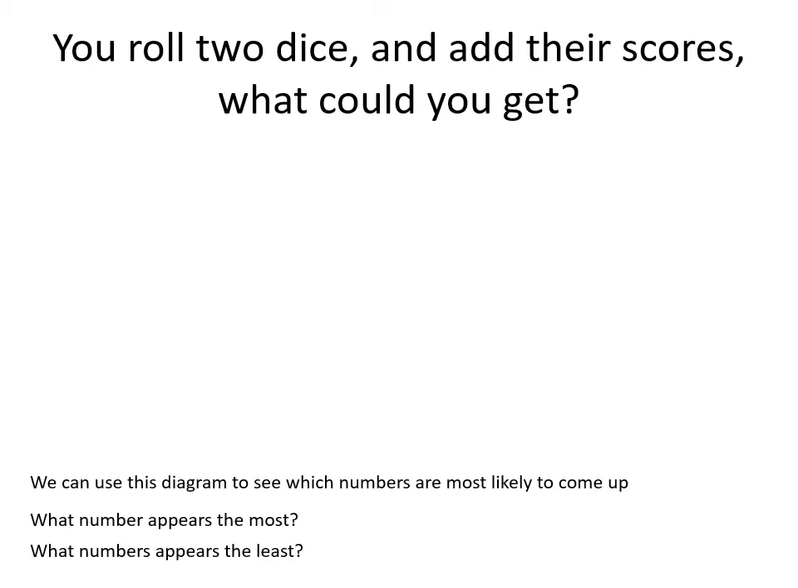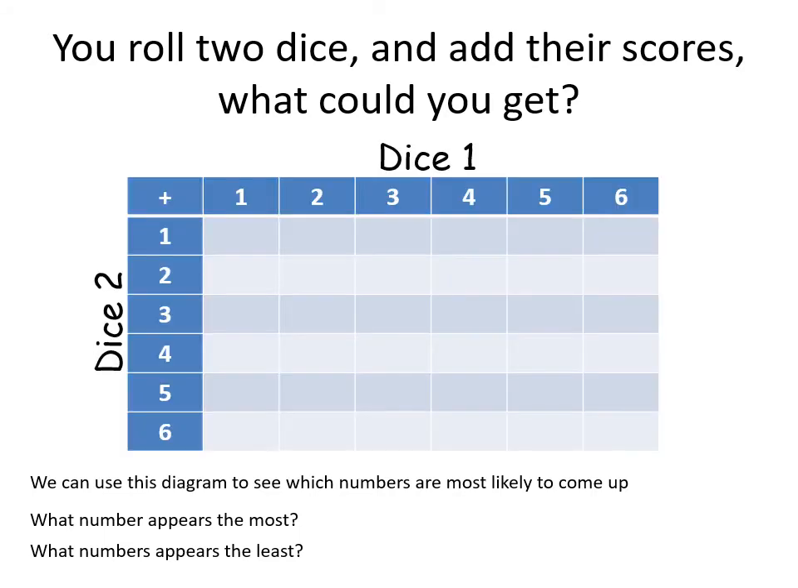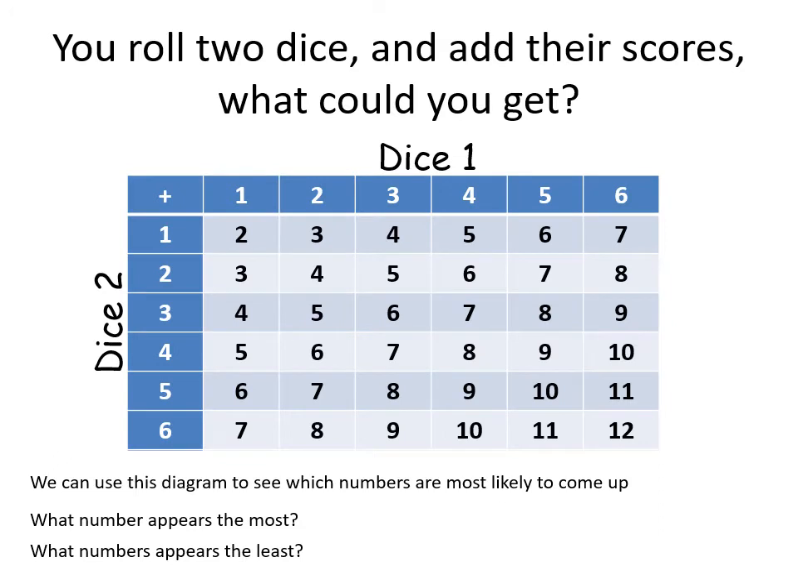Okay, now when you roll two dice and add their scores, here are the results we are going to get. Imagine we get 1 on the first dice, and from the second dice we also get 1. Because we are looking for the sum, 1 plus 1 gives 2, and then 1 plus 2 gives 3, and so on. That's how we can record the results in a sample space diagram.